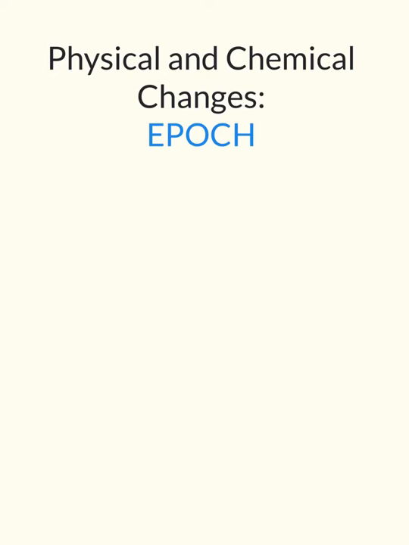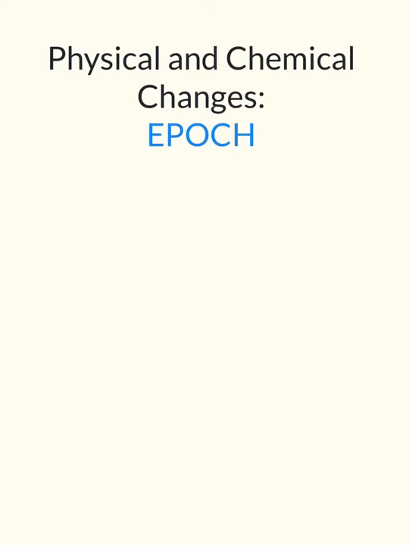So as you probably remember from class, physical and chemical changes are things that you can observe. They are what happens when you do an experiment. Physical changes are things that do not change the chemical composition of your test subject. Chemical changes do change the chemical composition.